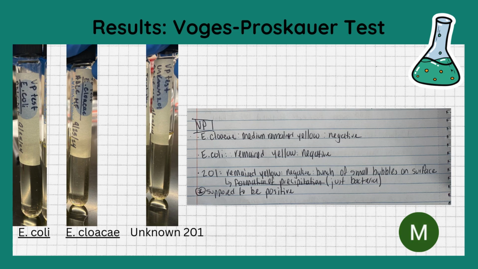The Voges Proskauer test for E. cloacae and E. coli showed negative results, as the broth remained a clear, yellow color. This means that these bacteria do not produce acetoin after glucose fermentation.